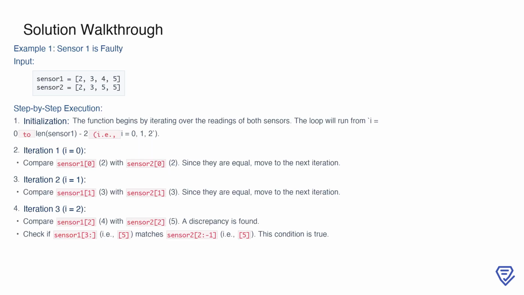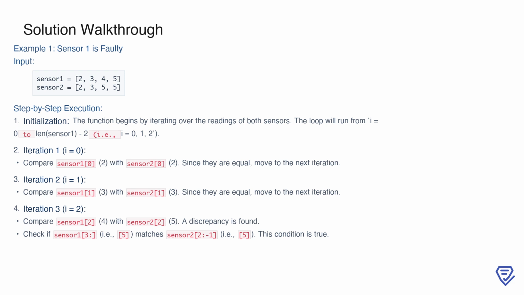Here, we start with an example where sensor 1 is faulty. The input lists for the two sensors are provided, and the algorithm begins by iterating through their readings in parallel, stopping one step before the end of the lists. In the first iteration, the values at index 0, 2 for both sensor 1 and sensor 2, are equal, so the loop continues.